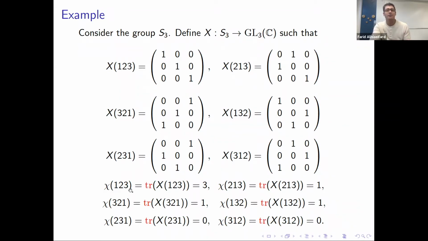So chi of 1, 2, 3, which is the character of that representation I just introduced, is equal to the trace of this matrix, x of 1, 2, 3. So I look at x of 1, 2, 3, and I look at the sum of all elements on the main diagonal, which here is 3. And if I go to the next one, I look at the trace of x of 2, 1, 3, which is 0 plus 0 plus 1, it's equal to 1. So if I continue this one, I will find the character of this representation.